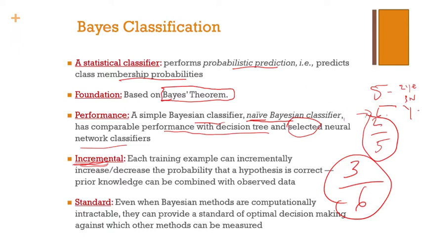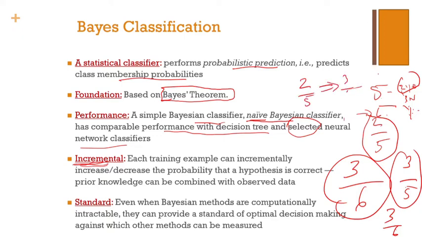You see, before, this probability of No used to be 3 out of 5, which is higher, but now it's going to be 3 out of 6. Although it increased, the addition of 1 sample increased the probability of Yes, because it increased from 2 over 5 to 3 over 5. However, for the second class, it actually reduced from 3 over 5 to 3 over 6. That is what we mean by incremental.